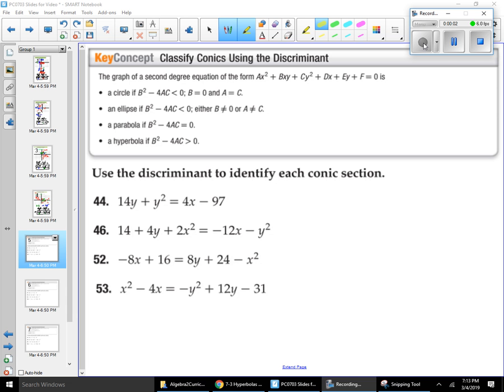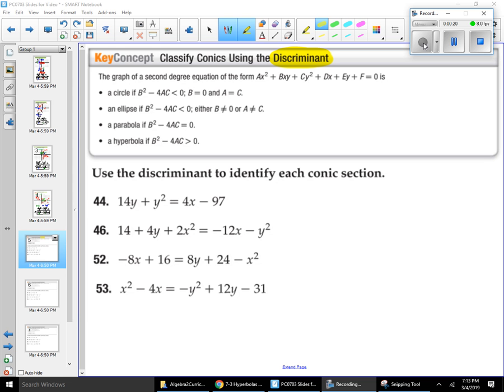All right, rapid fire examples on a half day. So now that we have 4 different kinds of conics, it's helpful to have some way to quickly determine which conic we're dealing with before we start completing the square, making a graph. So one quick way to do this is the discriminant.